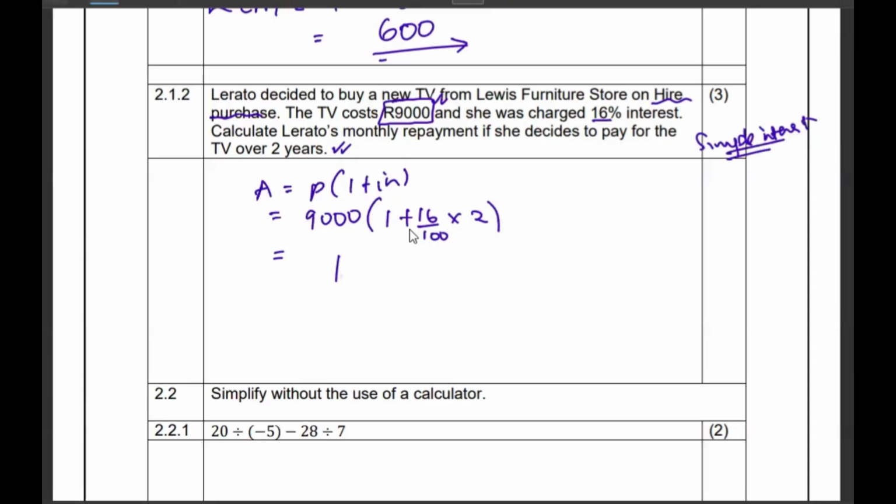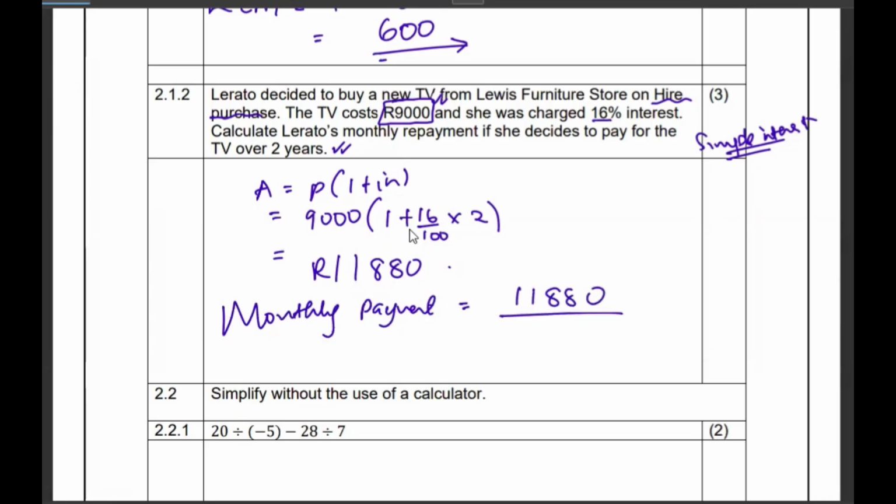11,880. So this is how much Lerato is going to pay for the TV after the 2 years. Now, since we are looking for monthly payment, let's get this amount and distribute it within the number of months in 2 years. So we know that 1 year is 12 months, which means 2 years is going to be 24 months. So divide this by 24. Lerato is going to be paying 495 rands. Okay, so cheap for a monthly payment of a TV.